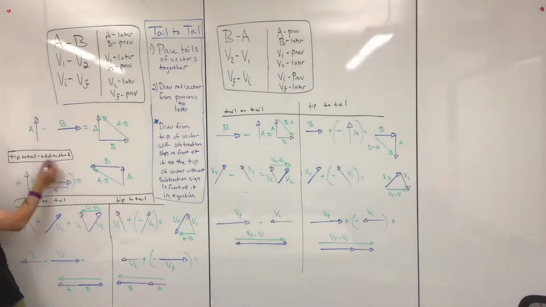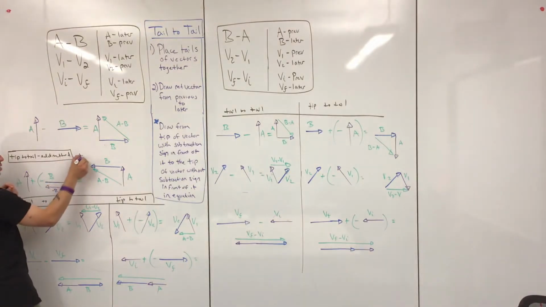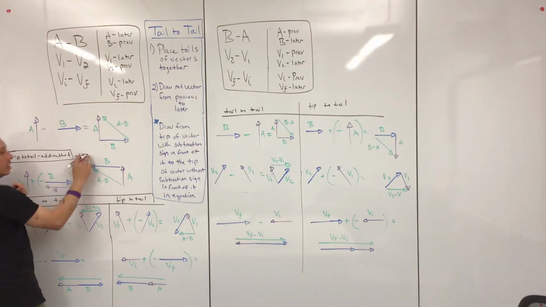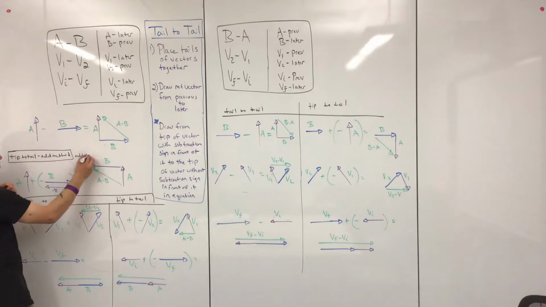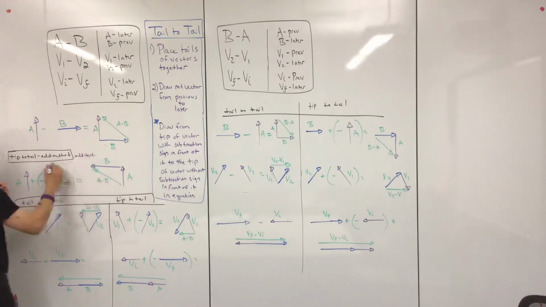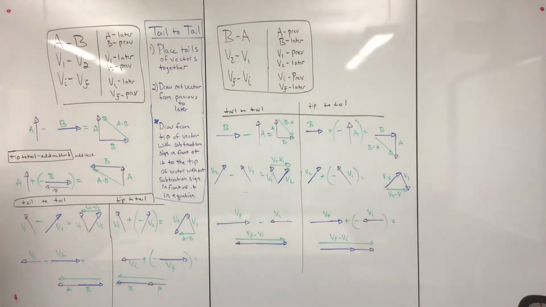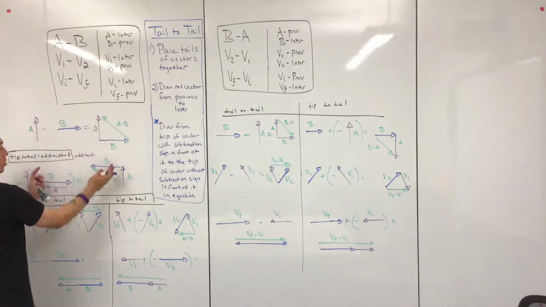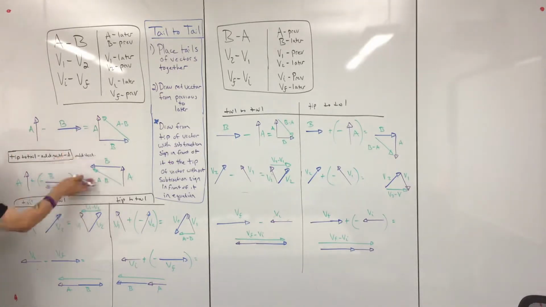Again, this is the tip to tail method, the addition method. Okay? This is how we add vectors. This is the method for adding vectors. Okie dokie. So you can do the same problem, but use the addition method, and that's what I'm showing you here, and we're going to do that with every problem.